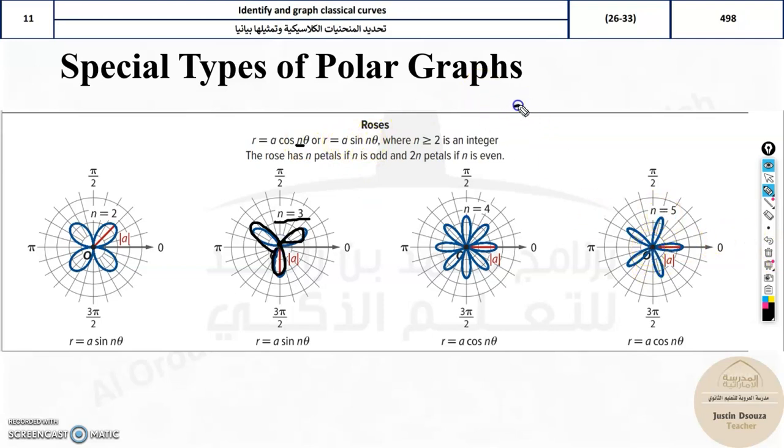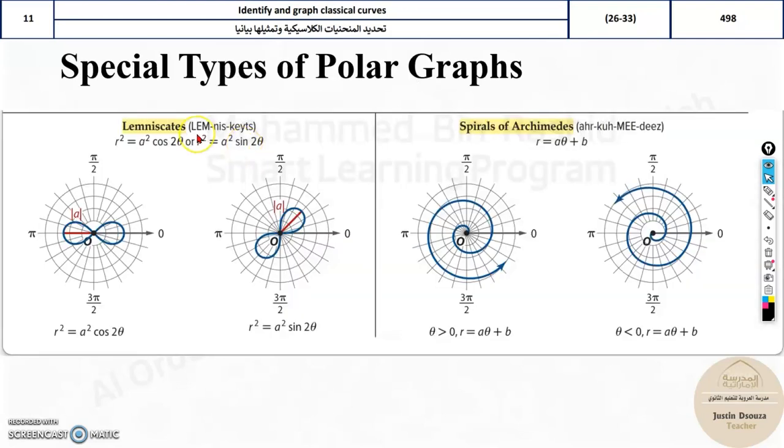Whereas if it is an even number like 2, 4, 6, 8, 10, or any of these, you have to multiply it by 2. The number of petals will be 4 when n is 2, and 8, 12, 16, and so on. See, n was 4, and the number of petals is 1, 2, 3, 4, 5, 6, 7, 8. Same way over here, n is 2, so there will be 4 petals. This is the difference. Please remember the standard form again.